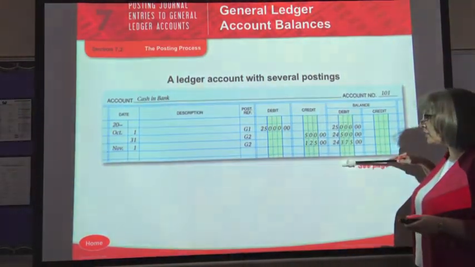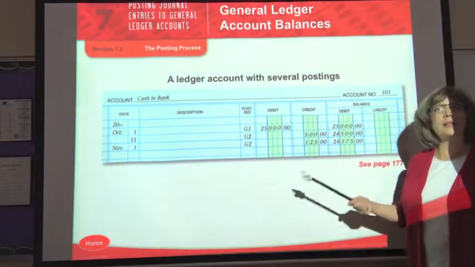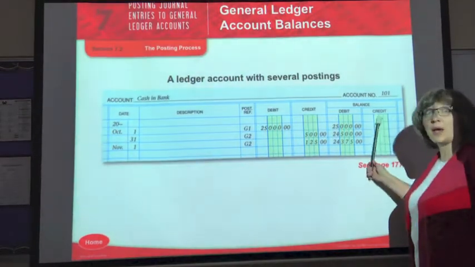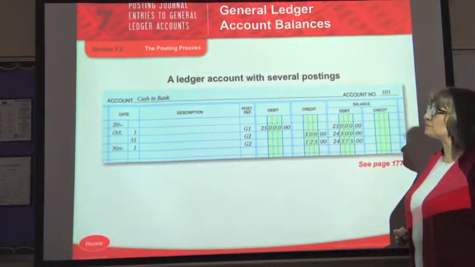So if cash has a normal balance side of debit, it'll be over here, whereas accounts payable, its normal balance side is credit. So you're going to see all of the balances appear in the credit side.